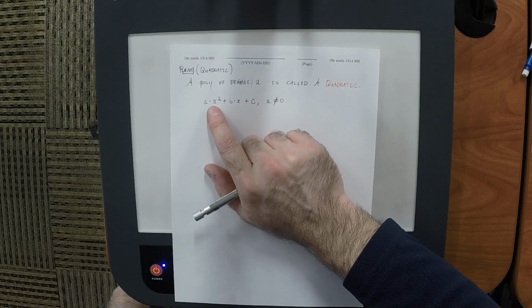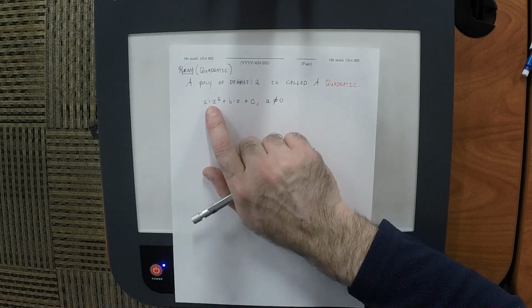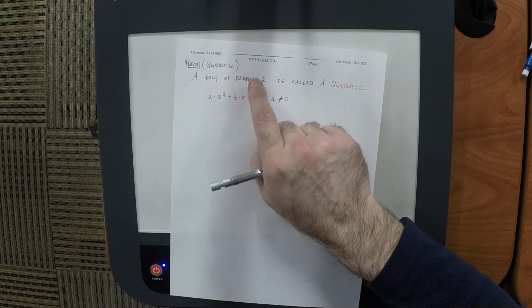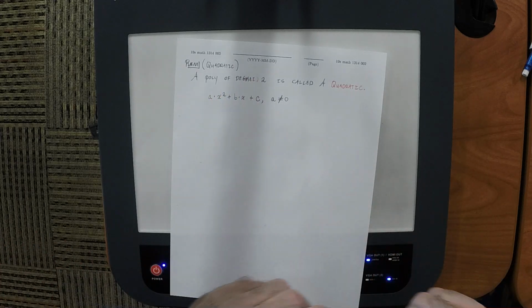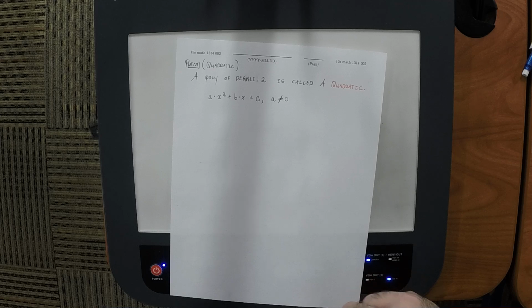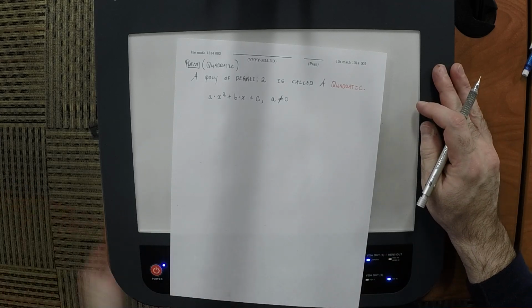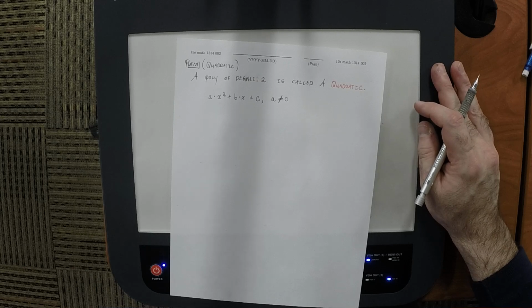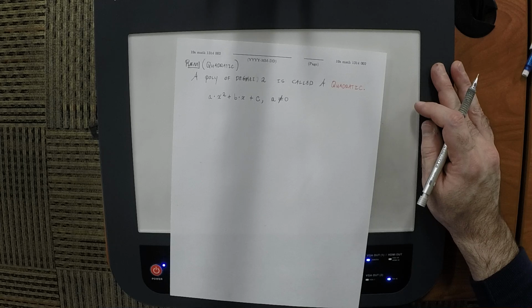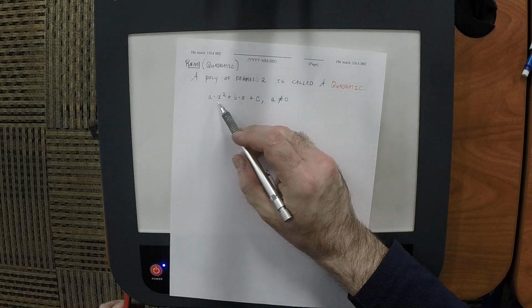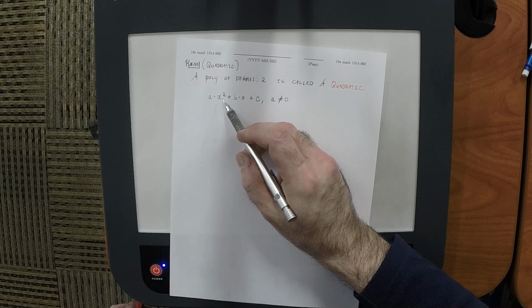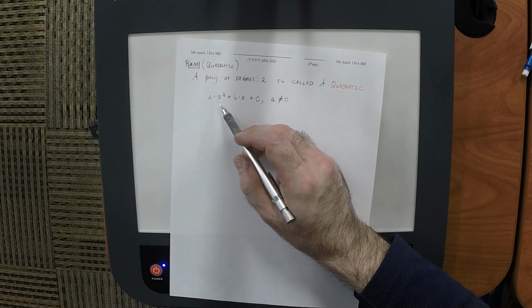Now, I'd like to point out something that's a little weird. We're saying that a polynomial of degree 2 is called a quadratic, right? And that's kind of weird because quad means 4. So that's weird. Why is that? Here's something else that's weird, is that when we say x with exponent 2, the common way to say that is x squared.